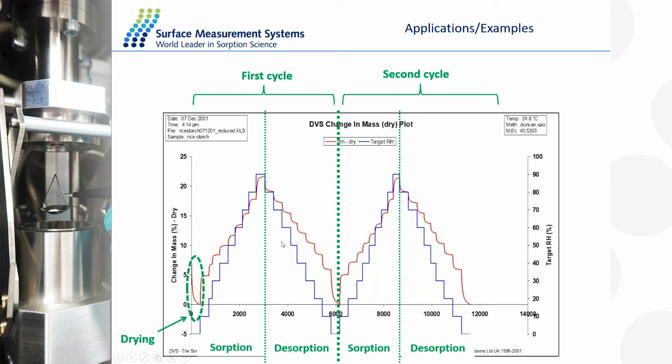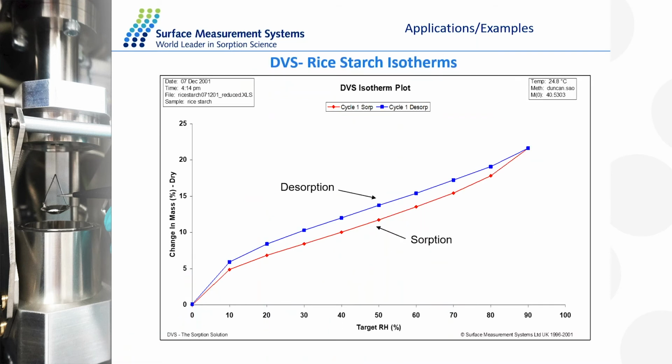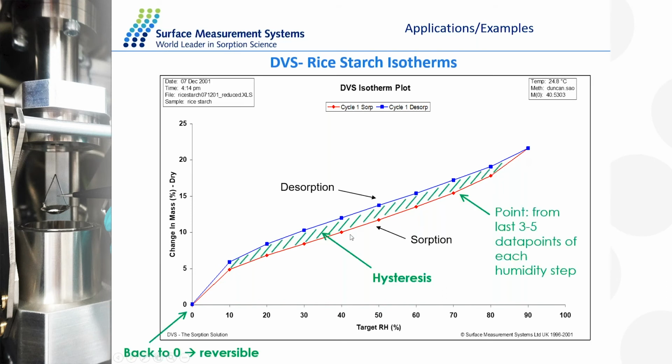So if we take each point of equilibrium and we plot it against the relative humidity, we get this isotherm plot, which shows a red line for the absorption cycle and a blue line for the desorption cycle, with a nice gap of hysteresis in between.